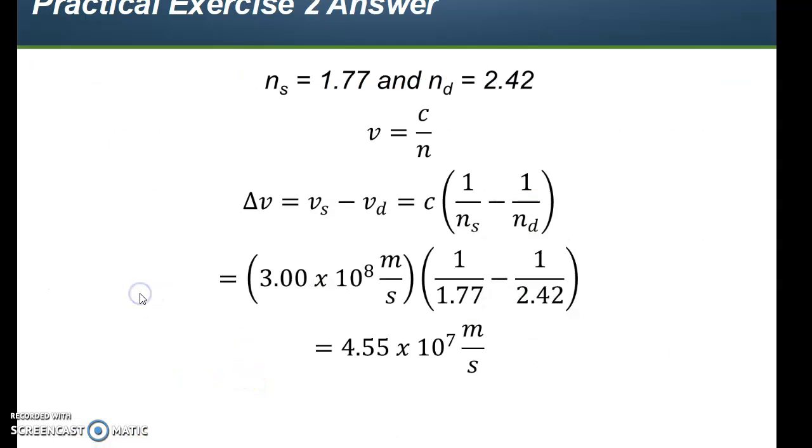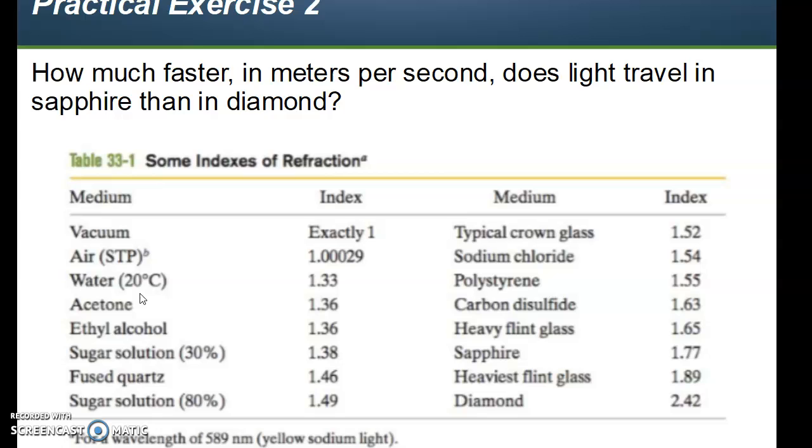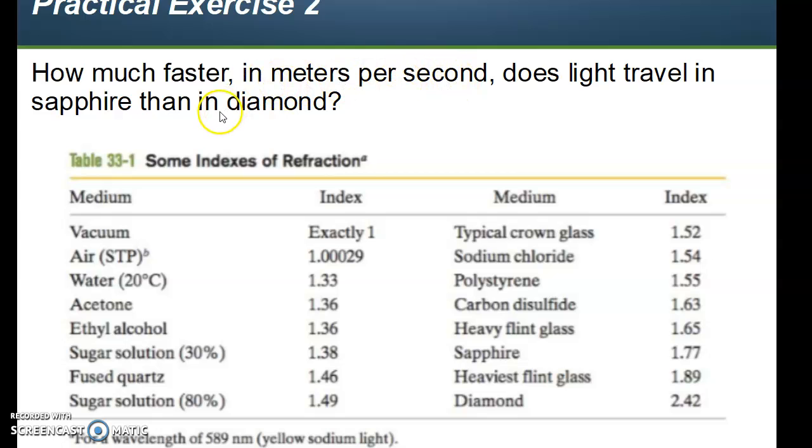This next practical exercise is problem number 5. And here what we're doing is we've included in here this table 33.1, which has several different indices of refraction. Because what they're asking is a very simple question. How much faster in meters per second does light travel in a sapphire than in a diamond? And you have sapphire right here of an index of refraction of 1.77, a diamond of 2.42. And so for any of these different materials, for the different indices of refraction, you can determine how much faster it's going to be going.